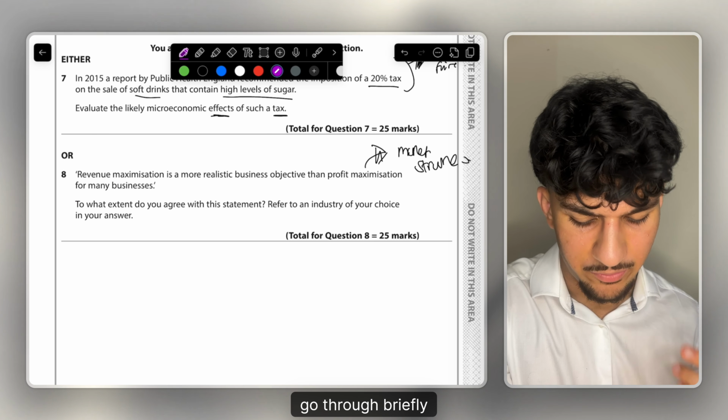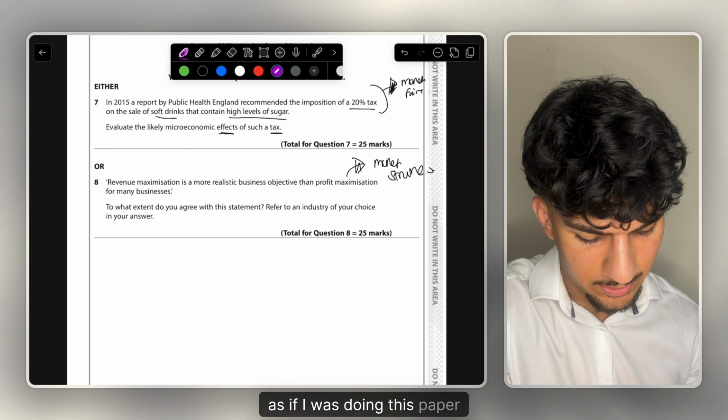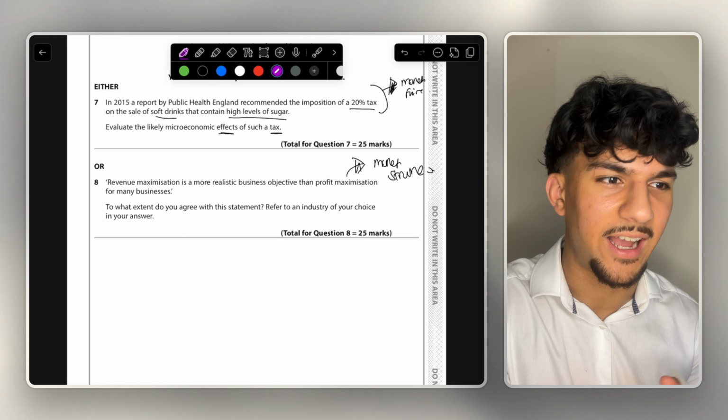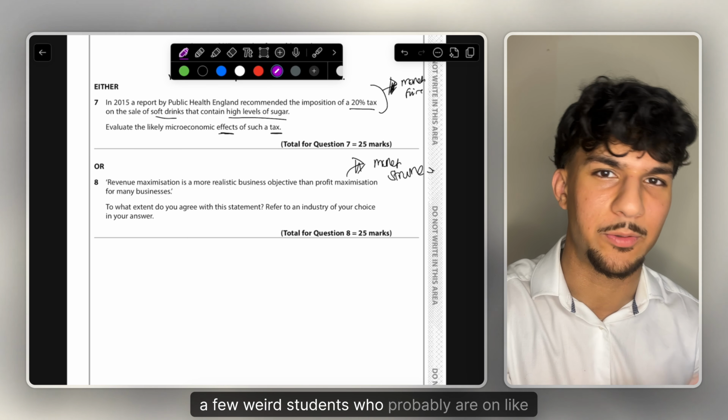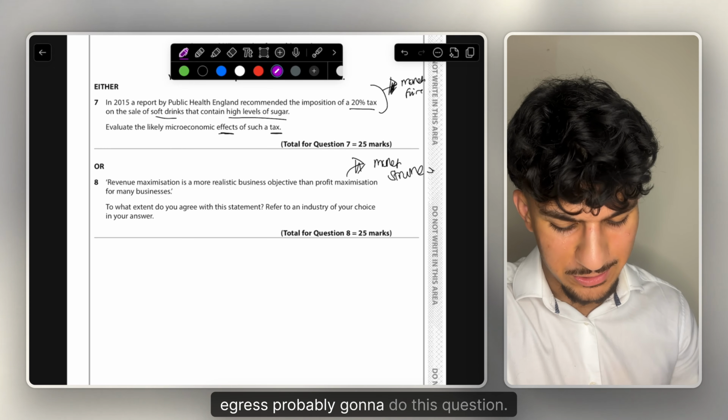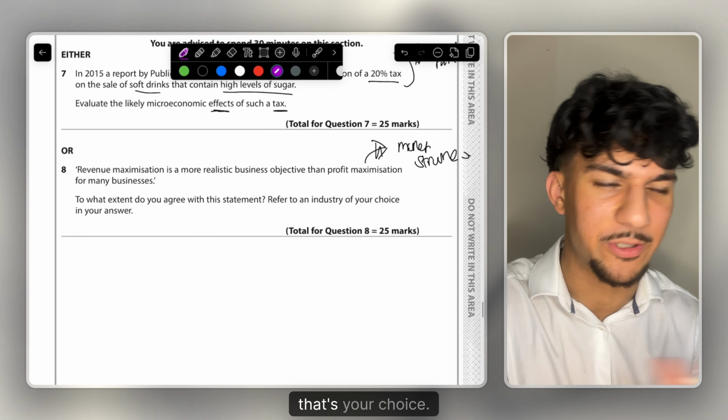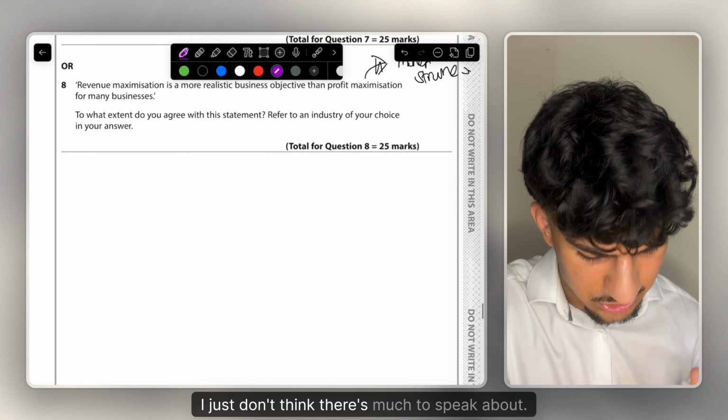I'm going to go through it briefly, as if I was doing this paper, I feel like 90% of the students should do tax, and then a few weird students who probably are on like e-grades probably going to do this question. But if you do this question, that's your choice. But I just don't think there's much to speak about.